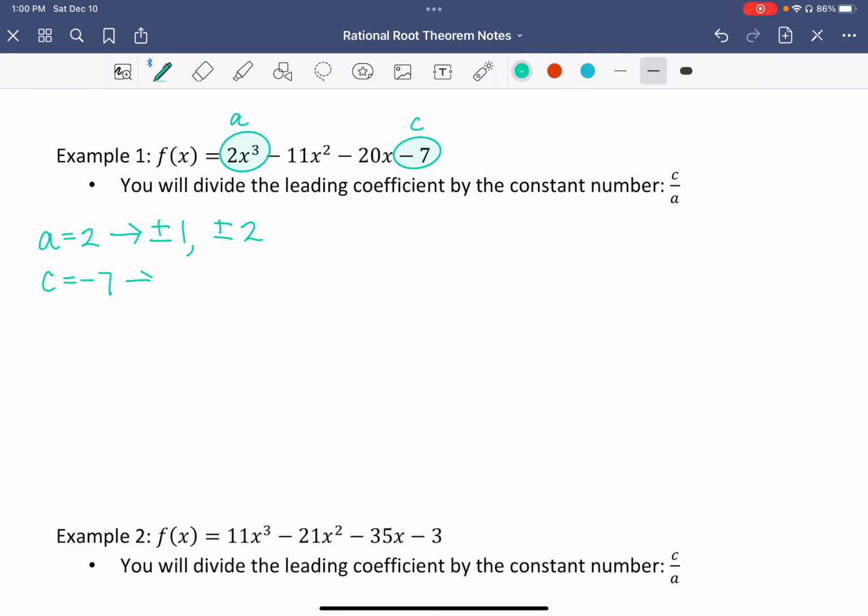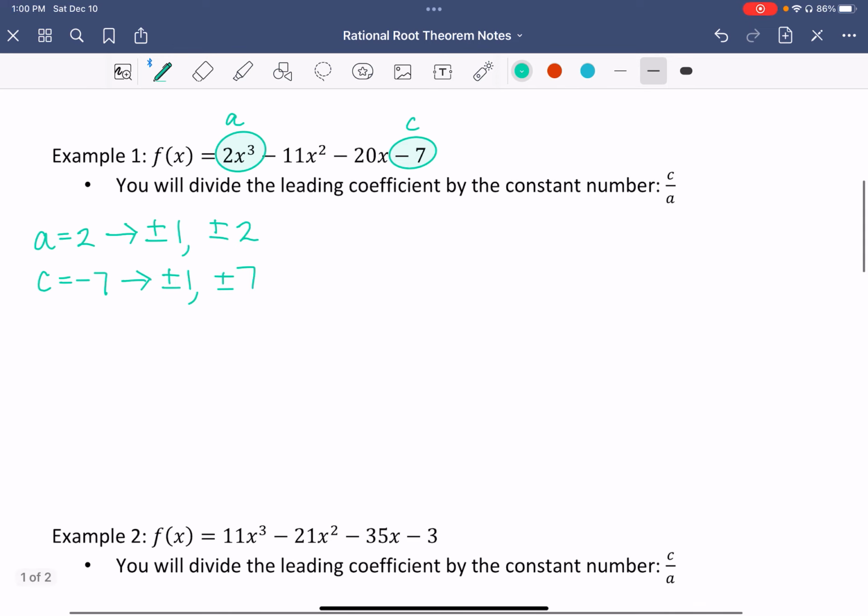Now for 7, it will be the same thing. You can only have 1 times 7, right? So it could be +1 times -7 or -1 times +7. So to take into account that you can have different possibilities, just do plus or minus, and there are no other numbers that you can multiply to get 7. Okay, so now that we have this, we're going to start listing the possible rational zeros.